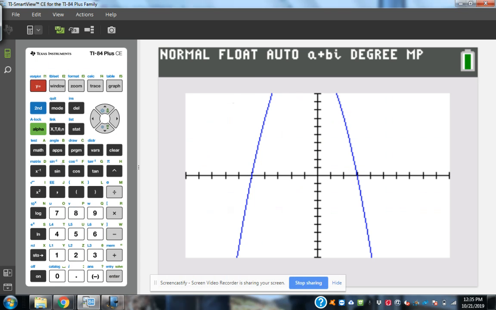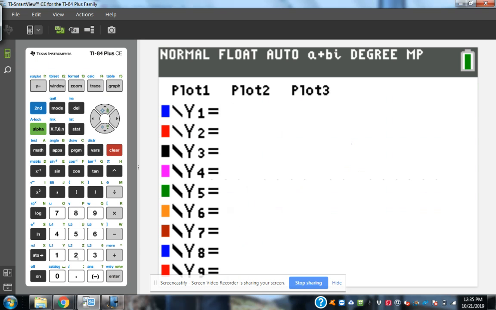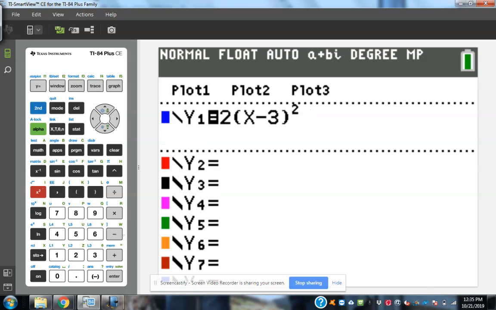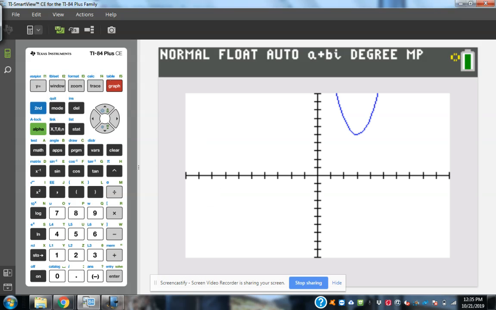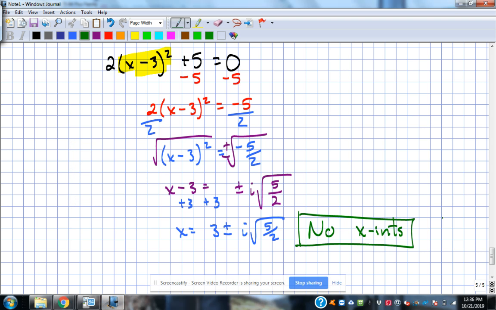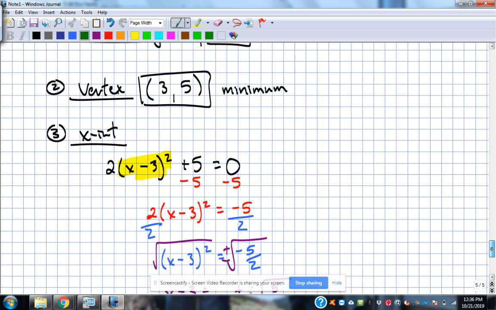If you graph it, you hit y equals and then 2 parentheses x minus 3 squared plus 5. You hit graph. We see there's the parabola, and notice it does not cross the x-axis. Anytime you got complex, you know you don't have any x-intercepts. You can't have a y-intercept, though. So let's find the y-intercept.